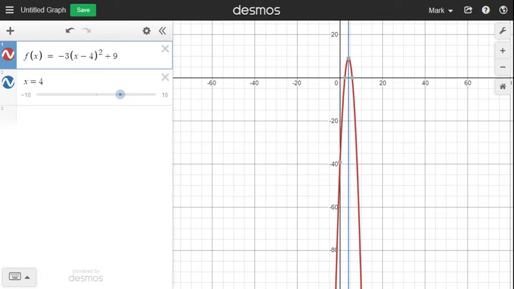Domain and range. The domain is going to be x equals all real numbers. Now the range, we know the highest value of y is 9, and it includes it, and then it's going to get smaller from there as it goes down to negative infinity, right? So we're going to say y is less than or equal to 9 is our range.